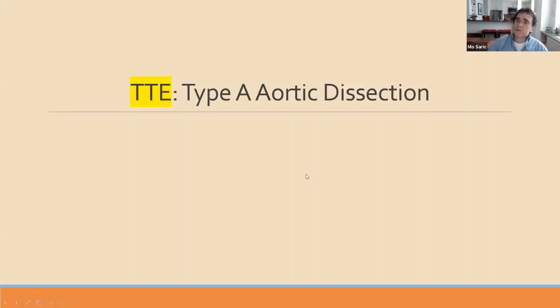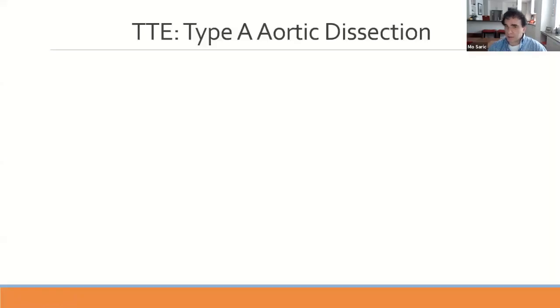Let's look at transthoracic echocardiography. Can we detect dissections on transthoracic echocardiography? Here I'll show you an example of type A aortic dissection seen by transthoracic echocardiography.